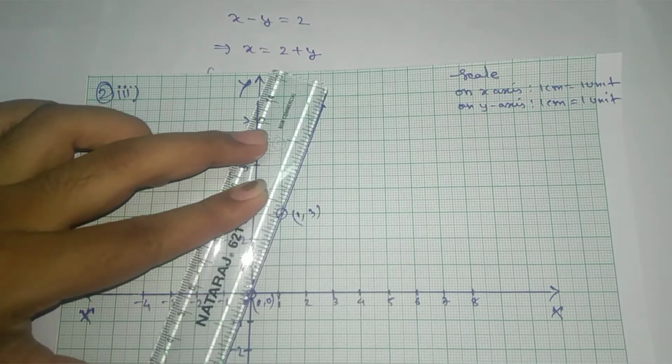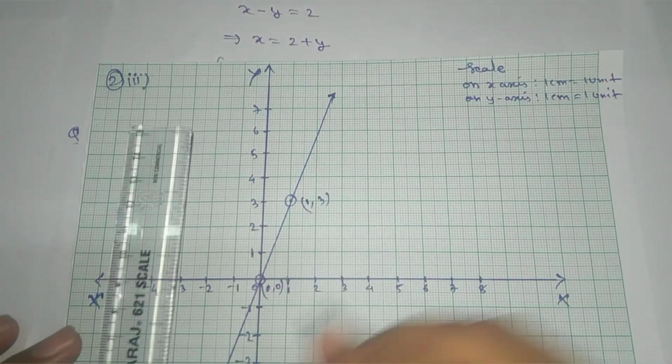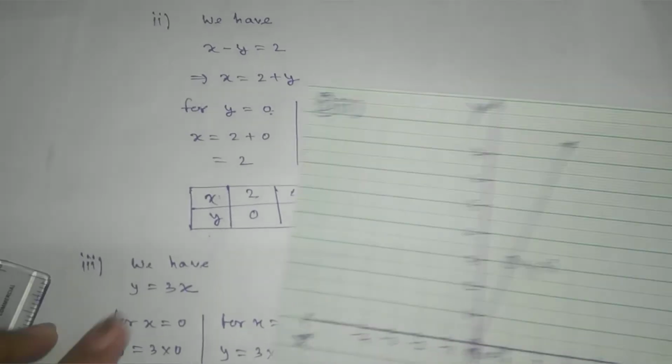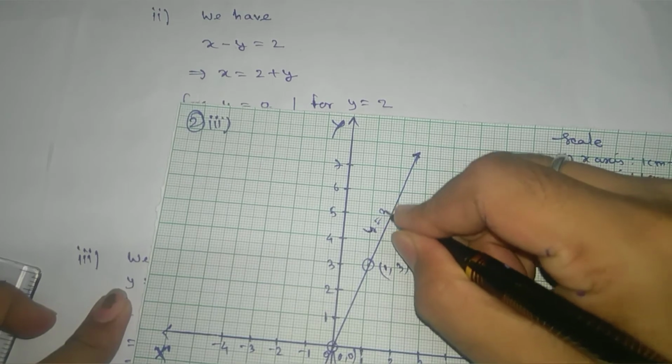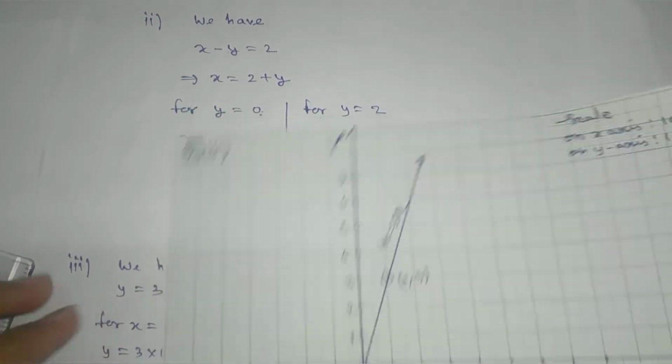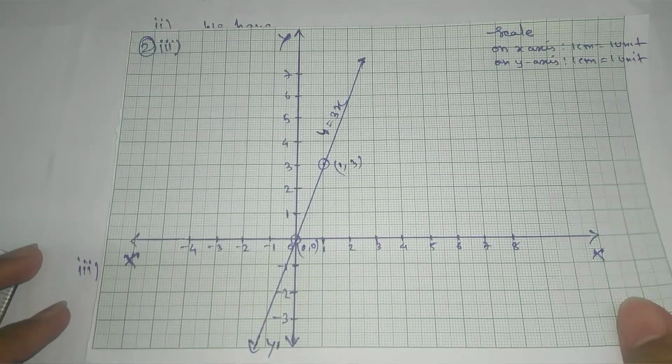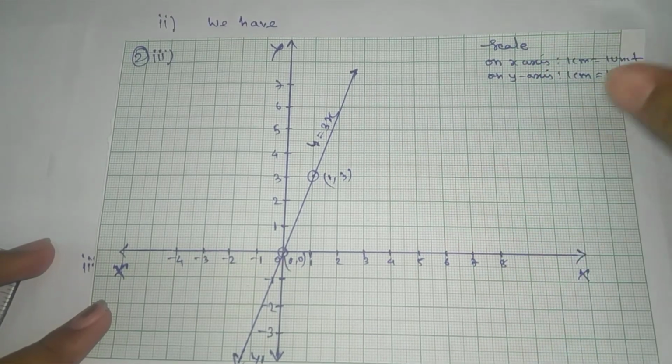Draw the line, and write whatever equation name is there, wherever the space is. Y equals 3x. Y equals 3x. Okay.